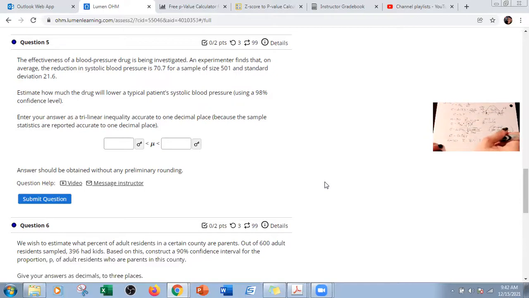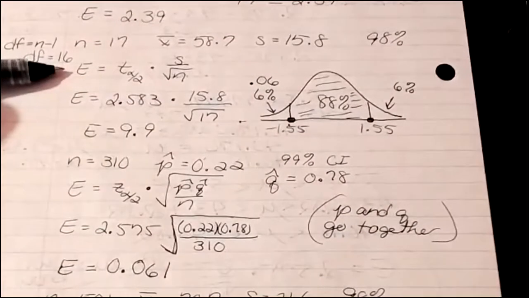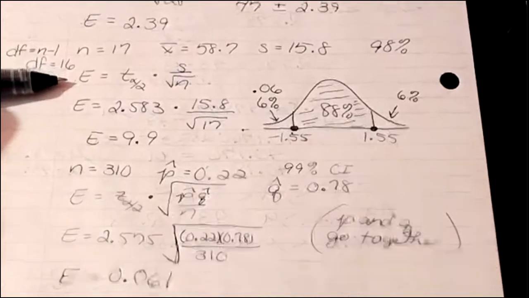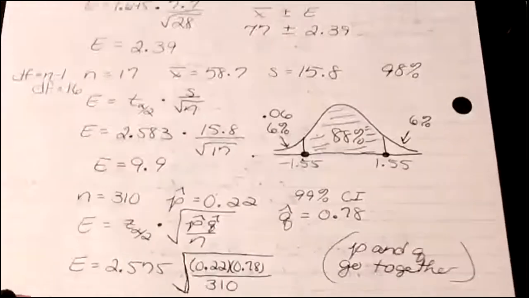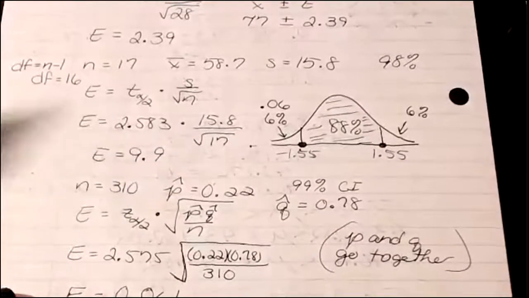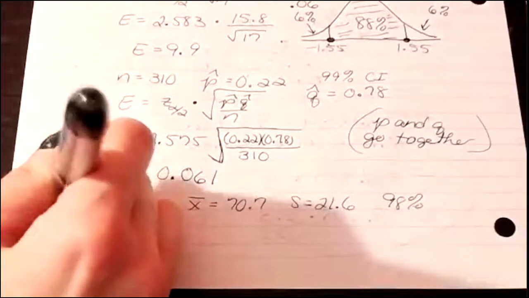So 98% confidence. Good. So because we are again estimating the population mean, we want to use this same idea of using the error formula here. And then we have our interval x bar plus or minus the error. That's what we're looking for, but we need to use this formula here. So what we're going to note is that if our n is 501, our degrees of freedom is 500.